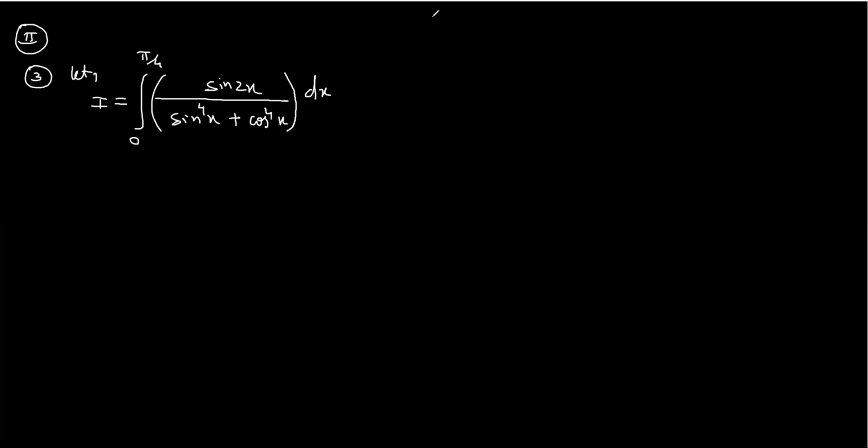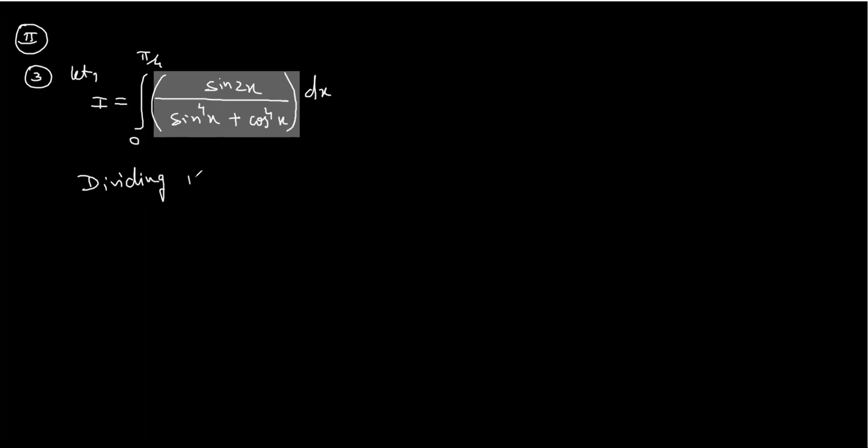So once again, I have to integrate this. Now, what do I understand? I understand there is no ready-made result available for this, so I will go for transformation. And what is transformation? Very interesting. I will divide numerator and denominator by cos raised to 4x. I write here, dividing numerator and denominator by cos raised to 4x, we get, see what you will get.